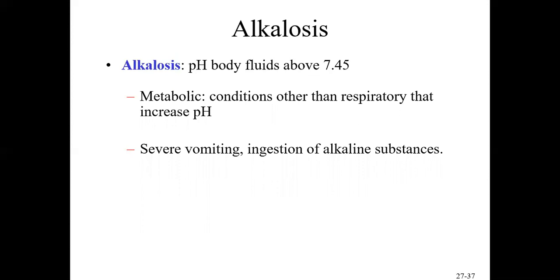Anything other than respiratory would be metabolic alkalosis, and that could be severe vomiting, or it could be ingestion of some alkaline substances. Sometimes you don't hear about alkalosis as much as acidosis. Sometimes you do hear about individuals that maybe take too many antacid type medications that cause an imbalance in their body fluid pH and may actually cause their body fluid pH to go above the 7.45.